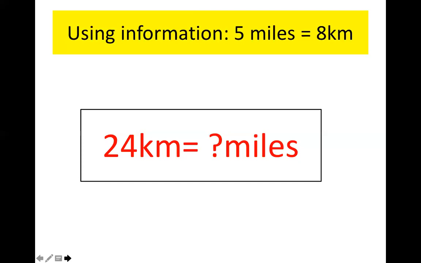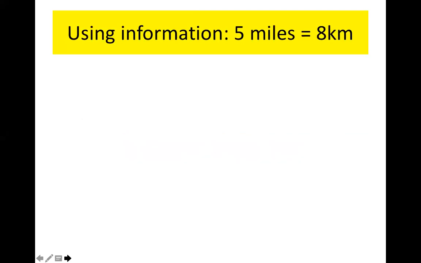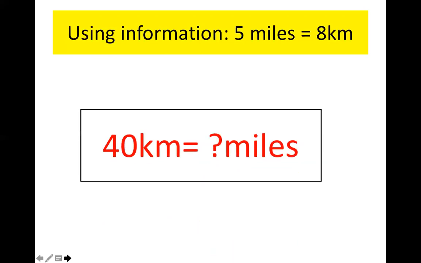24 km, 15 miles. Because 8 times 3, 24. So 5 times 3, 15. 40 km, 25 miles. Because 8 to 40 is times 5. So 5 times 5 is 25. Okay, 88 km is 55 miles, times 11.